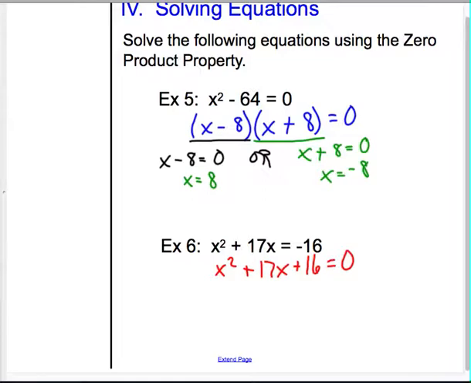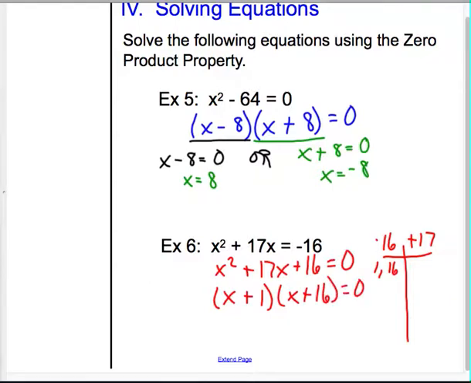So I'm thinking what multiplies to 16 and adds to 17. My first thought when looking at 16 is 4 times 4, but 4 plus 4 is not 17, so then I'm thinking 1 and 16. So we're going to factor this as x plus 1, x plus 16 equals 0.